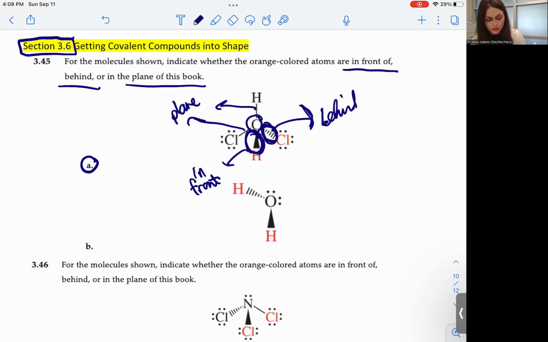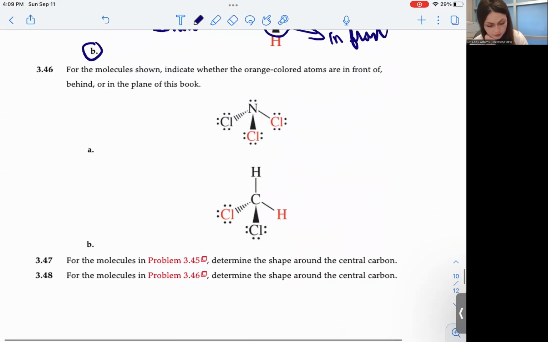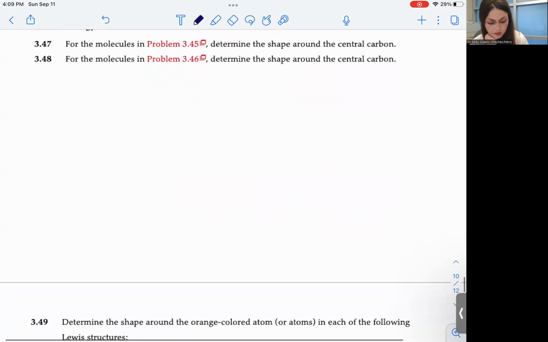Okay. So B, let's see if I can say this right this time. If we have the dashes, it's almost like it's opposite day. It's behind. All right, this bond is going behind the page, and this wedge, all right, that's in front. All right, so you can look at 3.46 ahead of time and make sure that you get it right in class.